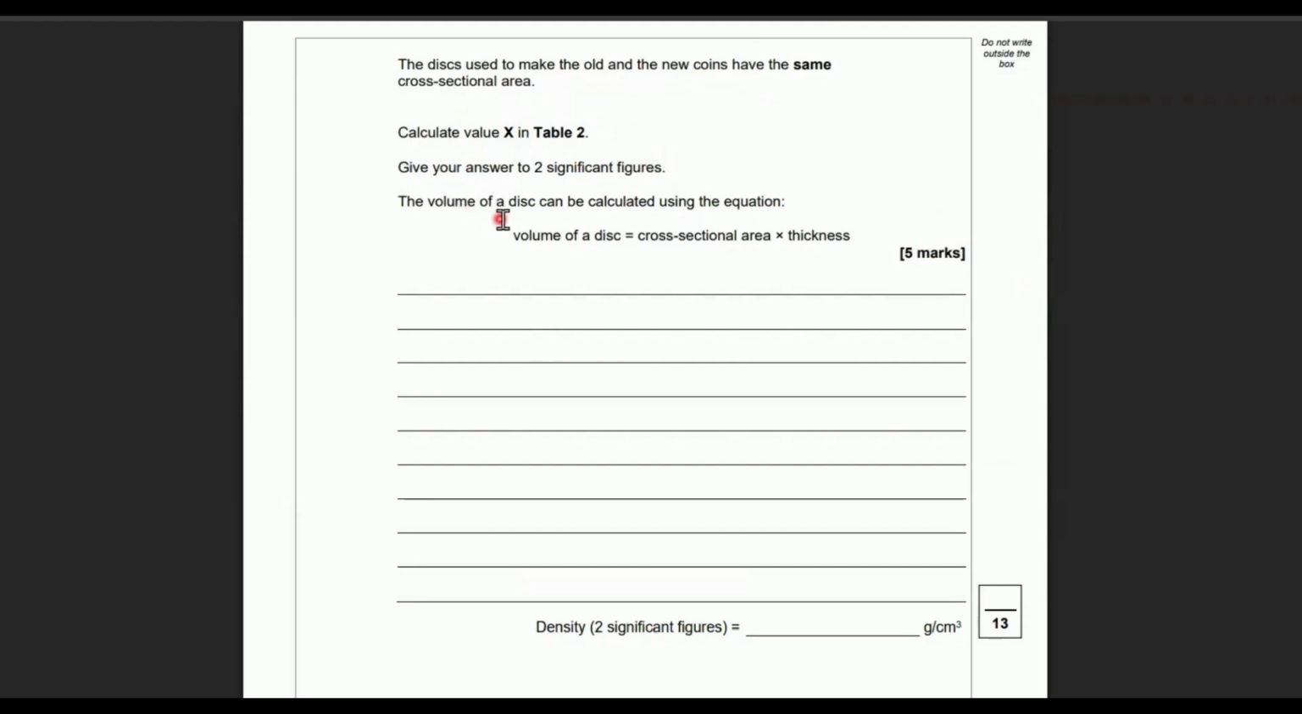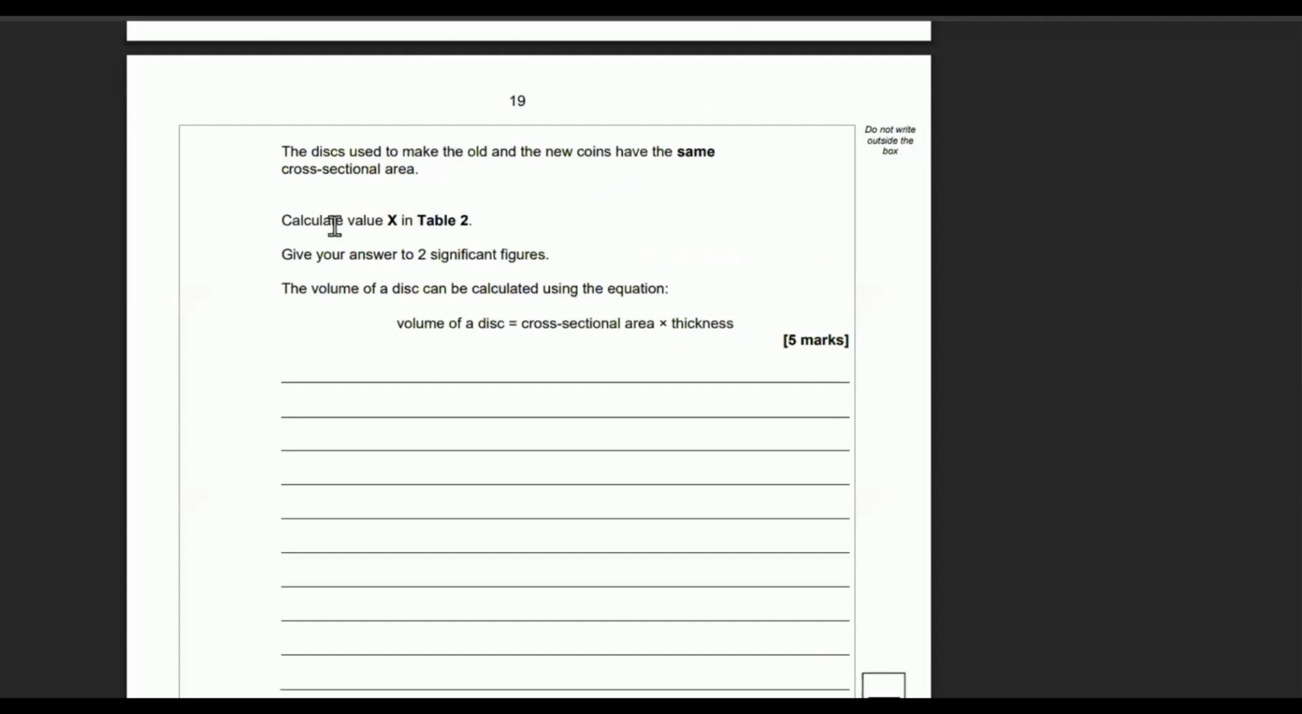The volume of a disc can be calculated using the equation volume of a disc equals cross-sectional area times thickness. And then we've got the density. And we were told they have the same cross-sectional area, so we need to use that to solve this. Couple of things to bear in mind before we get this calculation done. We're calculating the density, which is X, that is missing.